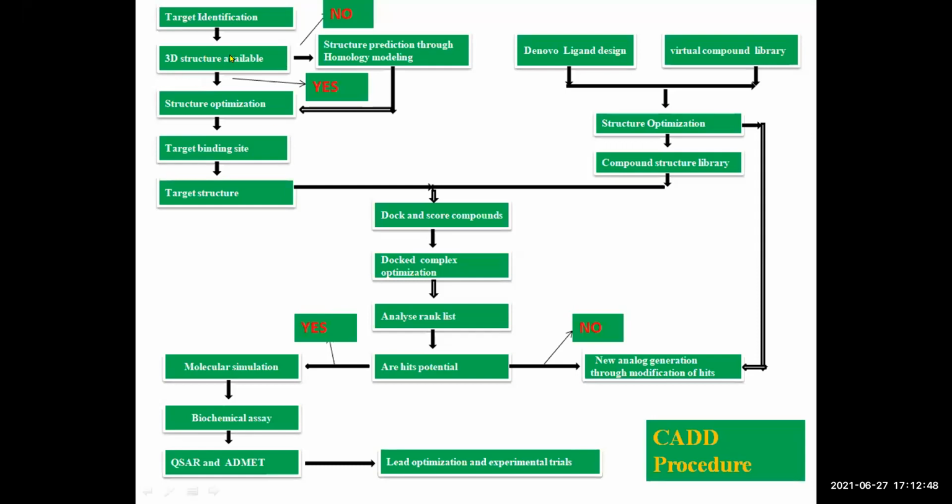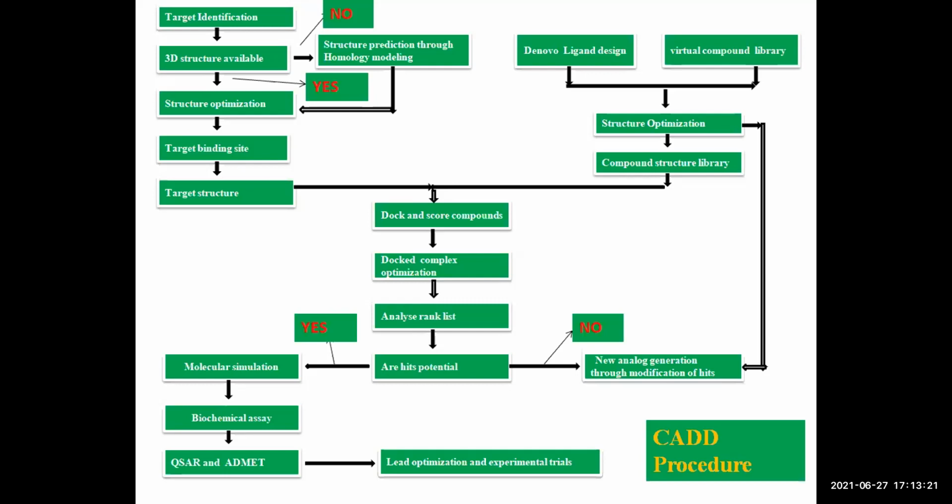And if a 3D structure is available in the database, then you can directly move on to structure optimization. Further, you need to identify the particular binding site of that protein molecule or enzyme, and then you move on to the molecular docking procedure. What exactly is done in molecular docking, I'll show later in upcoming slides. Basically, in molecular docking, the ligand molecule is docked into the particular active site of the receptor molecule.